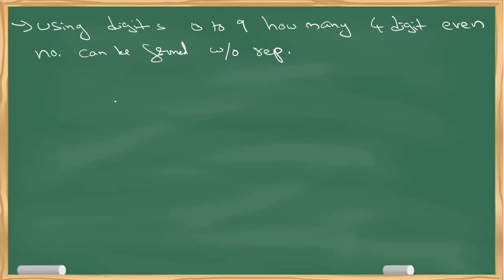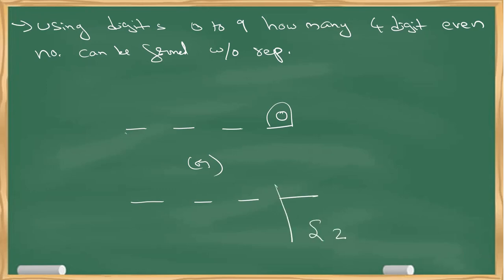Now, here I want to use digits from 0 to 9 for a four-digit number. The number should be even. That is one condition. What is one more condition? The hidden condition is 0 should not be at the first position. So let me split the case. I have even numbers ending with 0 or other even numbers that don't end with 0. Those can end with either 2, 4, 6, or 8.